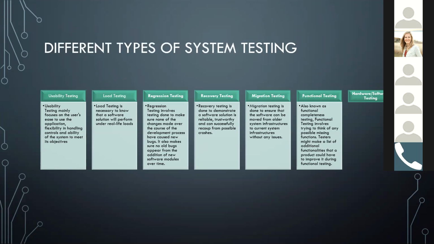Functional testing is also known as functional completeness testing. Functional testing involves trying to think of any possible missing functions. A tester might make a list of additional functionalities that a product can have to improve during functional testing. And then hardware-software testing is when the tester focuses his or her attention on the interactions between the hardware and the software during system testing.